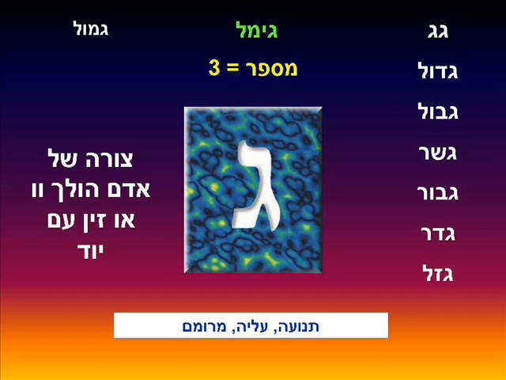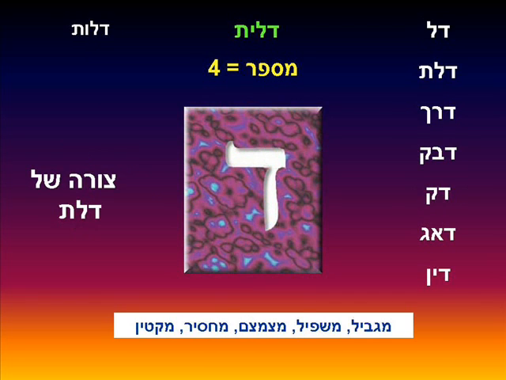Gadol. And the shape of the letter gimel has the shape of an adam olech. It has a vav or a zayin together with the yud. It symbolizes a man walking, a man doing ma'asim, doing good deeds. So there's action happening in this letter. Action that increases, whether it's the increase of value, or the increase of height, as we will see with other letters, there are different forms of growth and increase.